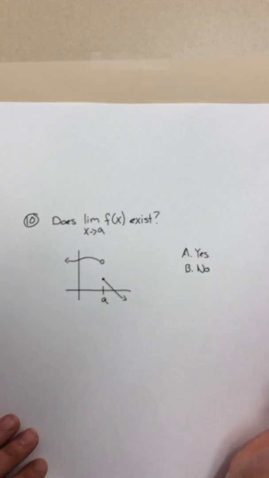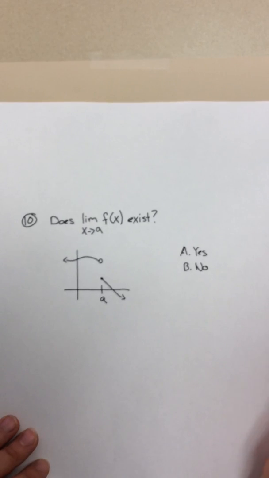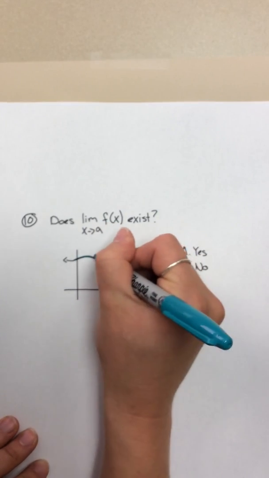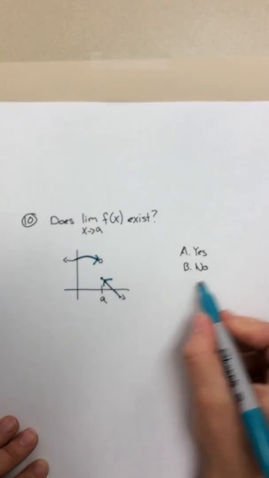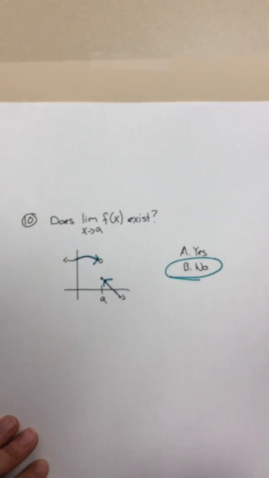Does this limit exist? I'm not going to write this out this time, but the left has to equal the right. The limit from the left is up here somewhere. The limit from the right is down here. I'm going to say nope. The limit does not exist.